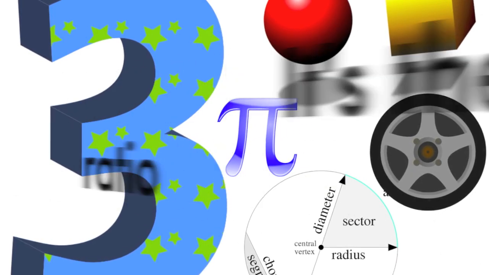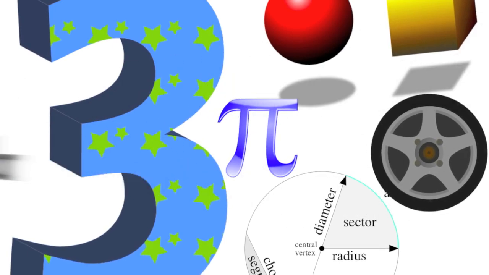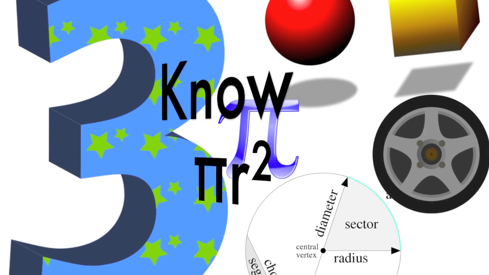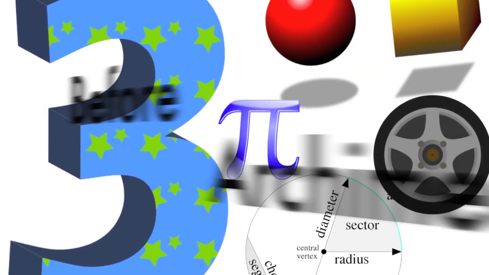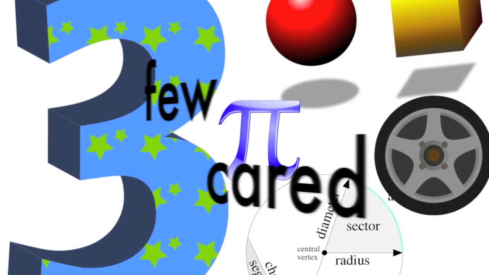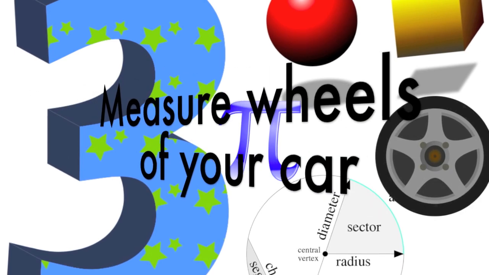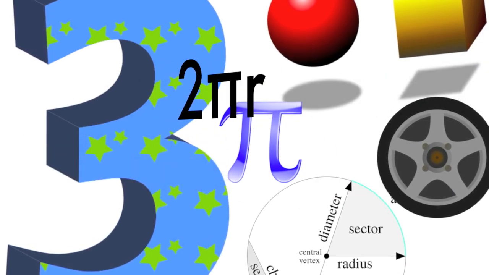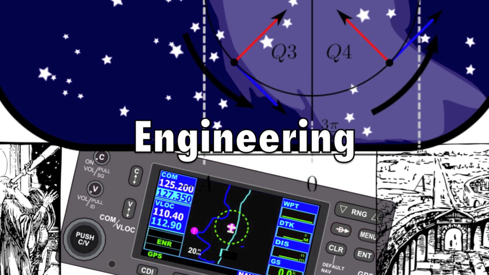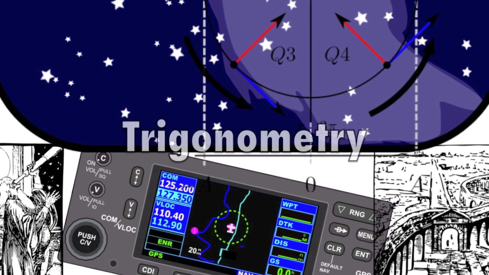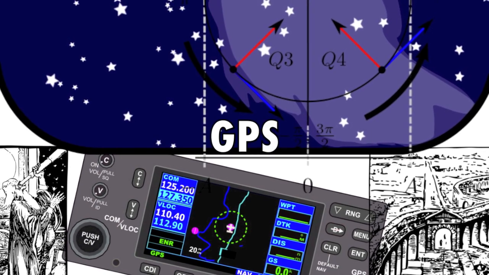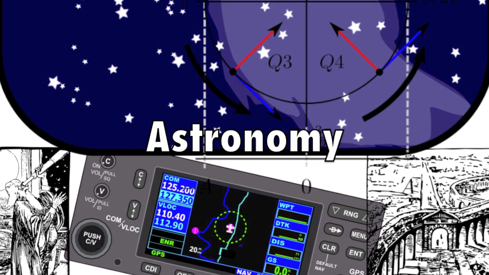It's the ratio of circular circumference to diameter. No pi r squared before Archimedes, few cared. Measure wheels of your car. Find circumference to pi. Drive.